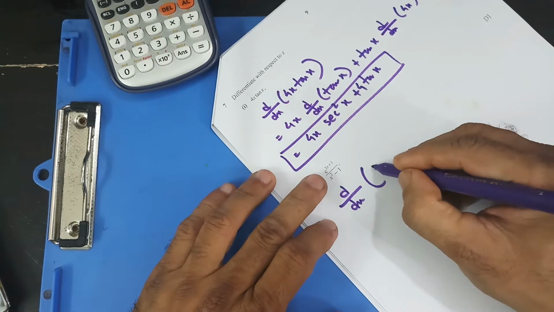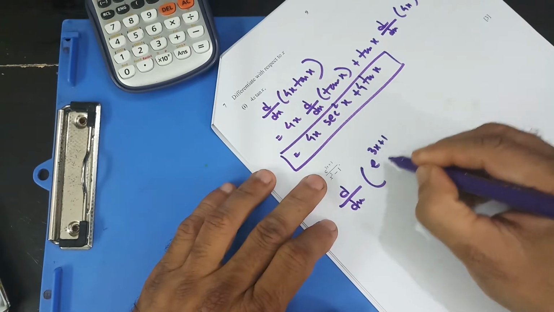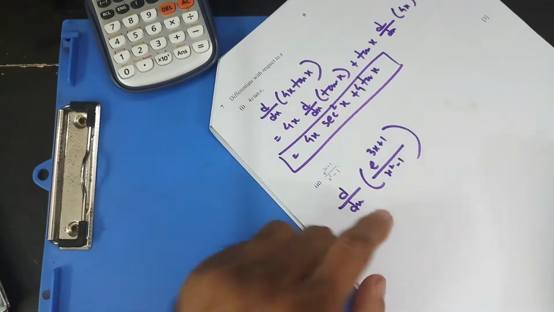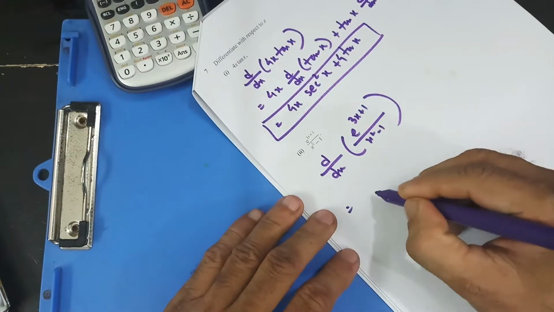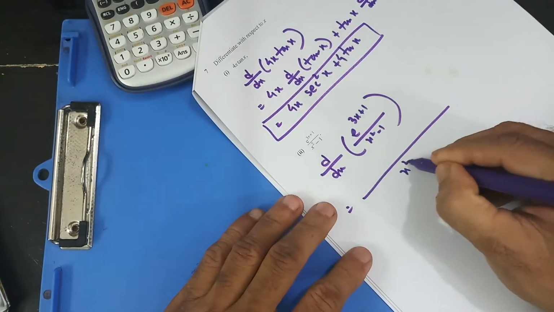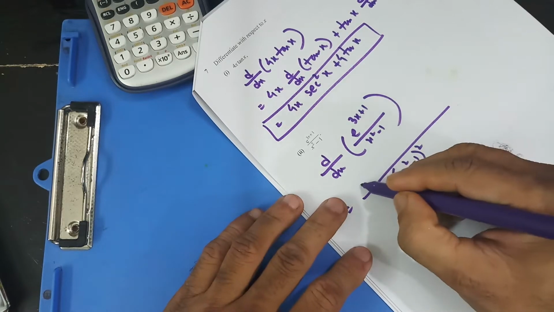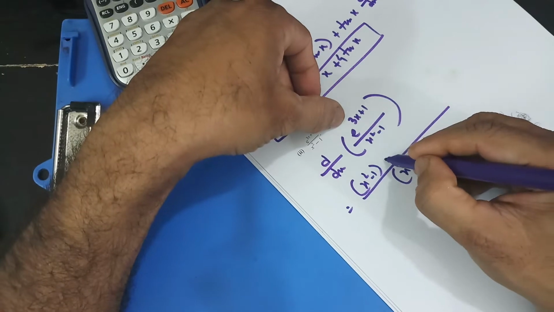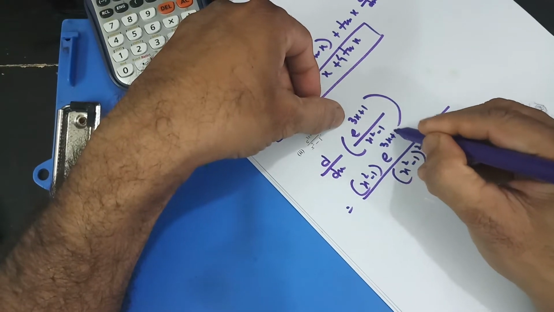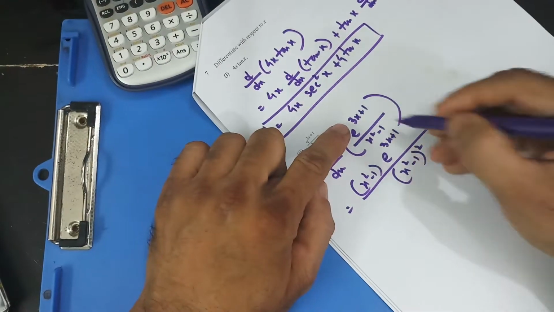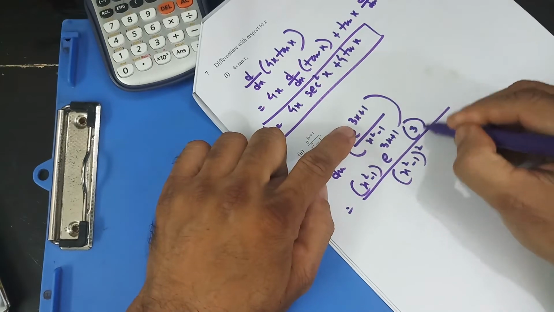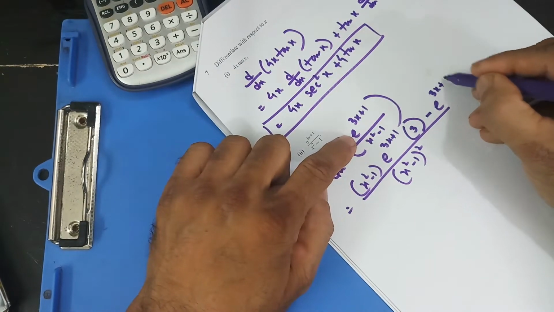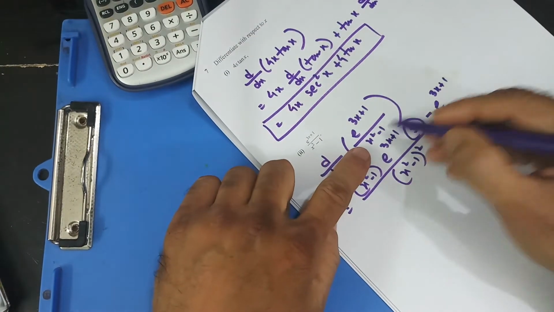Now again, d/dx of e to the power 3x plus 1 divided by x squared minus 1. That one was the product rule; this is the quotient rule. So the denominator is x squared minus 1, all squared, and x squared minus 1 is differentiated, so it's e to the power 3x plus 1. I'm doing it directly, and then differentiate that again, so it's going to be 3 minus, keeping e to the power 3x plus 1, and differentiate that.